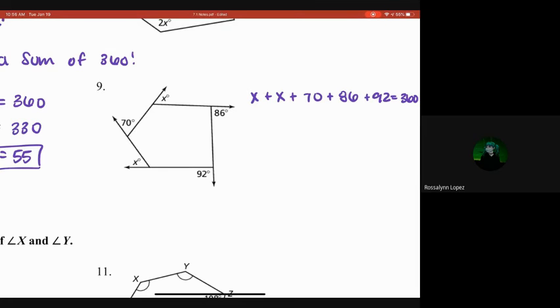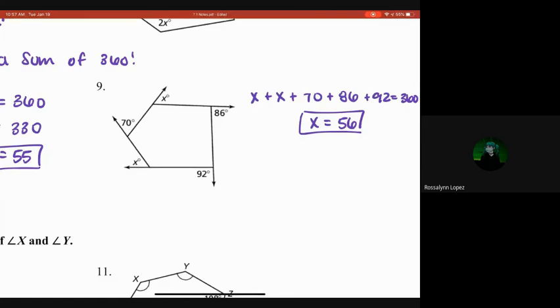At the end of the day, though, you should get a number. Let's see what that number is. 70 plus 86 plus 92. So when you add everybody up and subtract from 360, you should get 112. And then divide that by 2. Ooh, that's not what that is. So you should get 112 divided by 2 is 56. Does that sound right? If we did it? Yeah? Okay, cool. Always check, because I type stupid things into my calculator occasionally because I'm a human being.